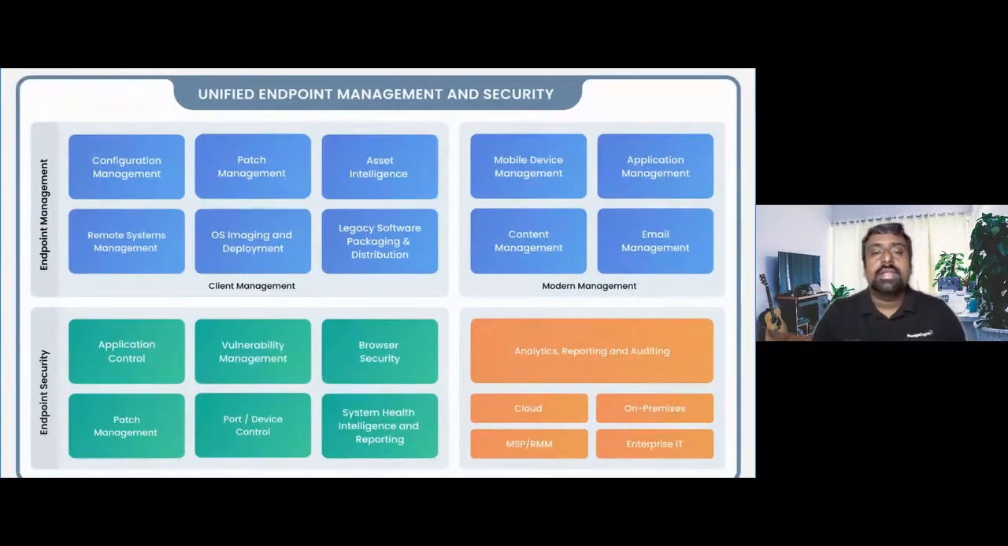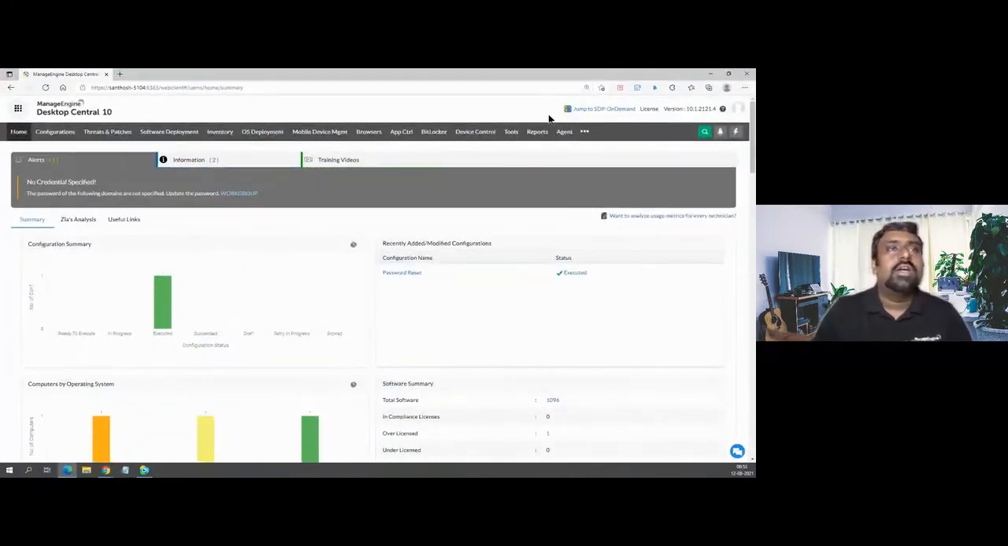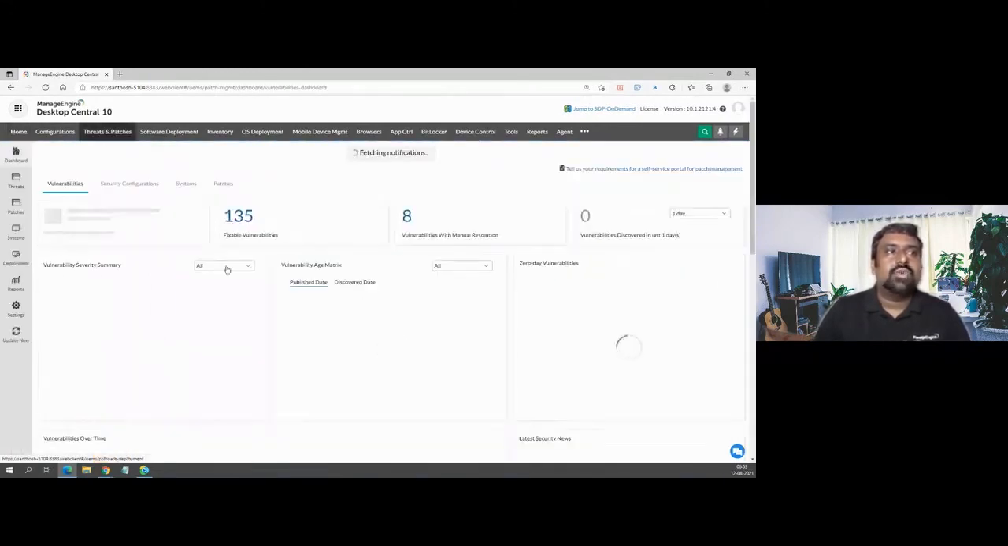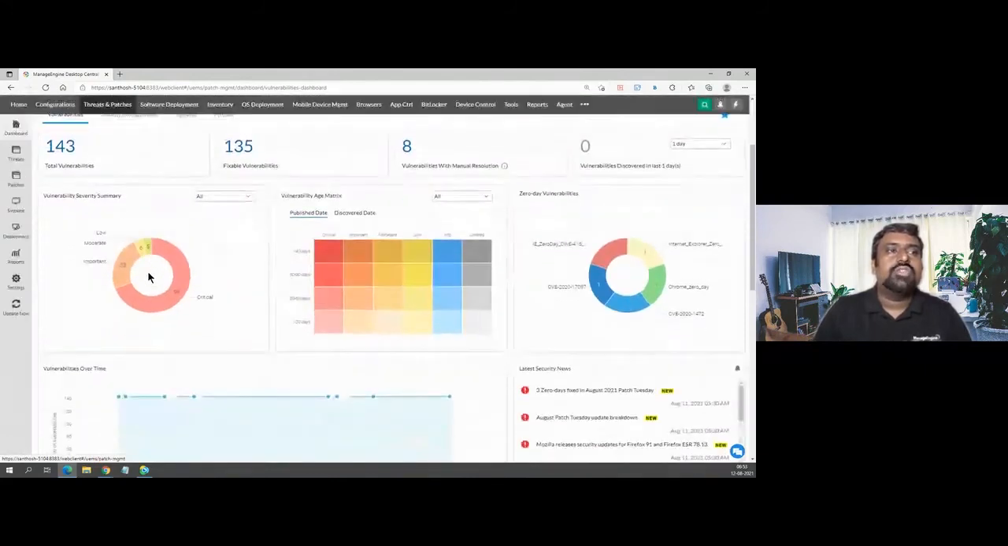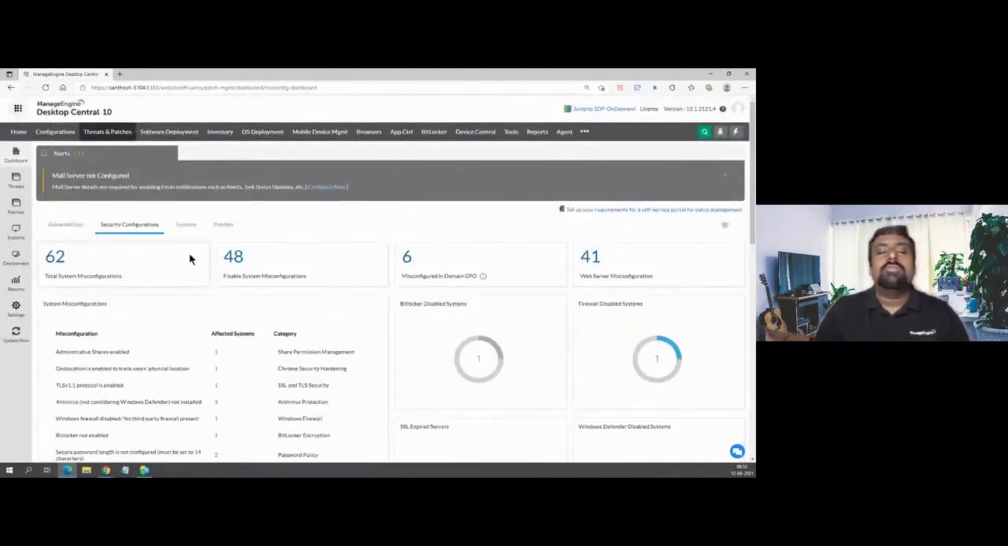So just to give you a little tour of our product, I'm just going to take you to the actual Desktop Central console. This is our unified endpoint management console, which has all these security features that I have spoken about, right from vulnerability management, that's under threats and patches, that gives you details about how many different vulnerabilities you have. You get a beautiful matrix that says how many critical vulnerabilities you have, what are the different misconfigurations at your system level. We pick it up from CIS control and we show it over here as well.